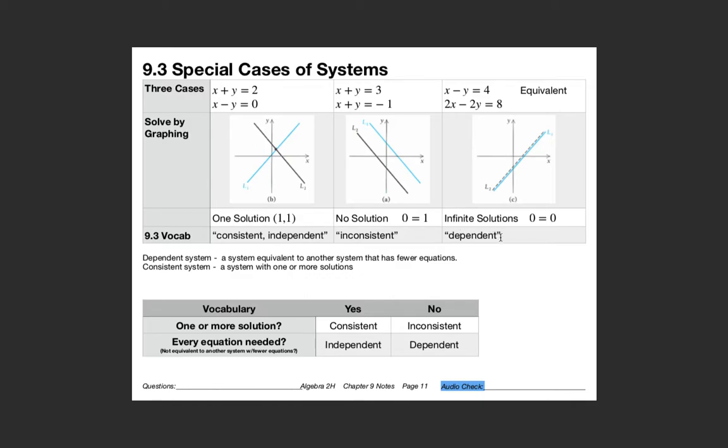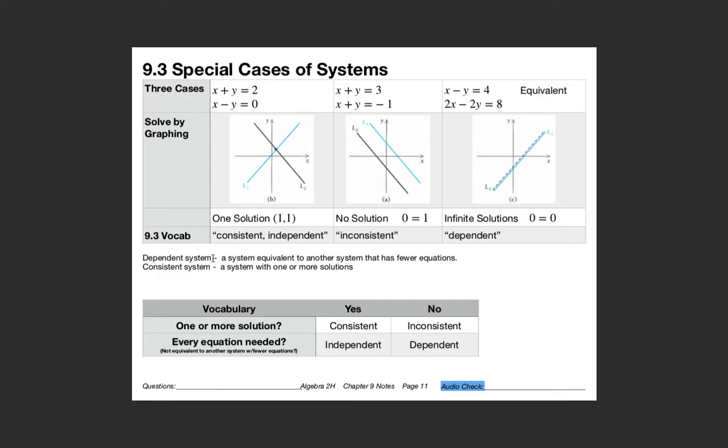And actually, I think I should amend this to say both dependent and consistent. Here, this is inconsistent because it has 0 solutions. It does not have one or more solutions. So it's not consistent, therefore it is inconsistent. All systems are either consistent or inconsistent. So the outer two are consistent and the inner one is inconsistent. It has 0 solutions.